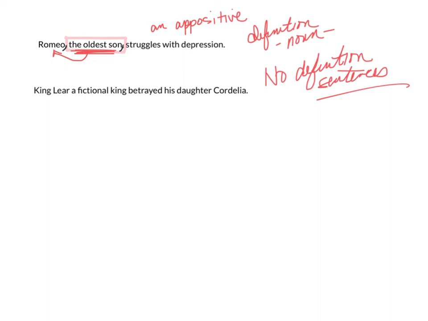Okay, so here, King Lear, a fictional king, betrayed his daughter Cordelia. You actually have two different appositives here. The appositive is the definition that comes right after a noun. So, how are we defining King Lear? Well, King Lear is defined as a fictional king. King Lear betrayed his daughter. How is his daughter defined? Well, daughter is defined as Cordelia.